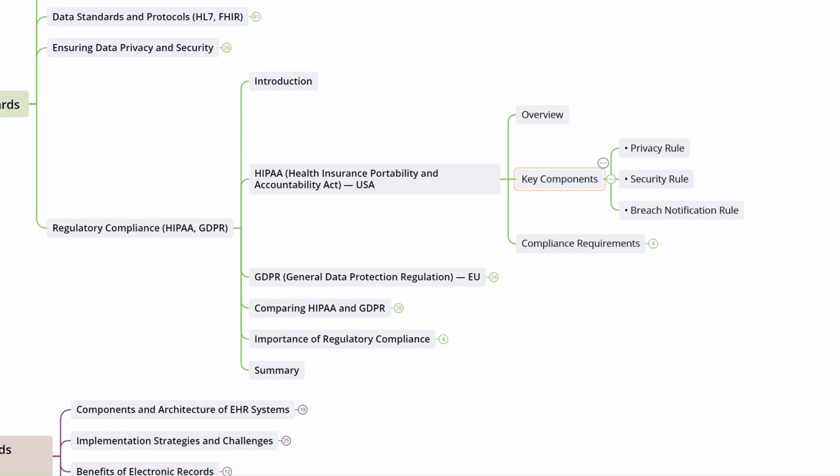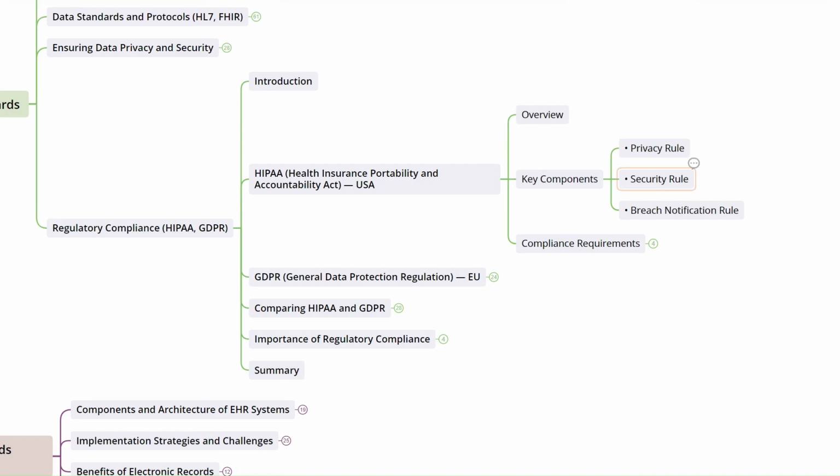Key components include privacy rule. It defines how protected health information, also referred to as PHI, can be used and disclosed. It grants patients rights over their health data, including access and amendments.